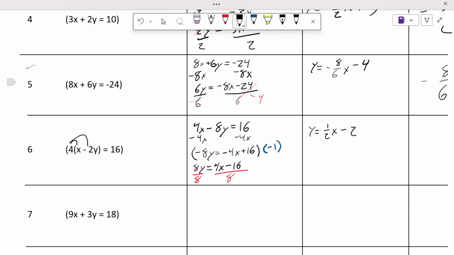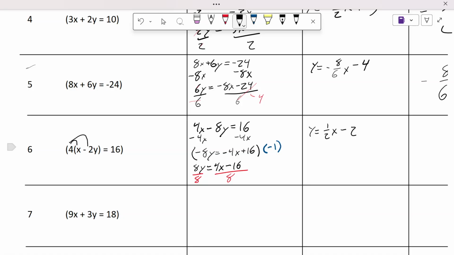Now, what I did in this situation is I moved the 4x over, or I subtracted 4x. And so on the other side, we have negative 8y equals negative 4x plus 16. Instead of moving everything on the right-hand side over and the 8 over, and doing this flip-flop back and forth, what we can also do, when we have this negative 8y all alone over here, is multiply the whole equation by negative 1.